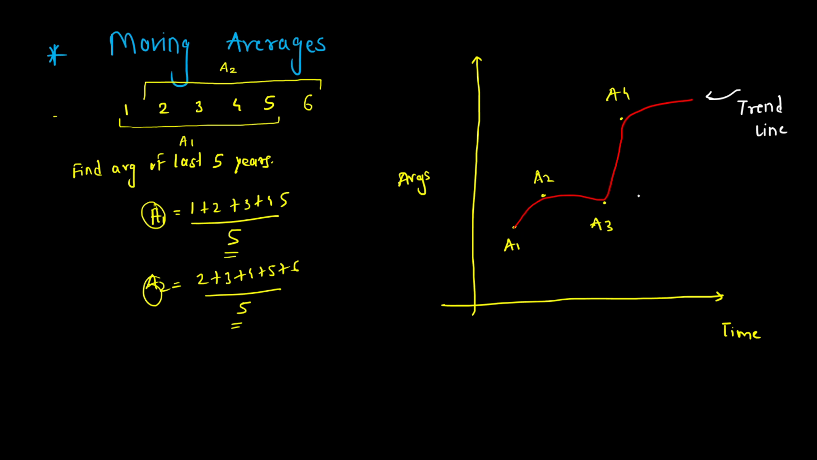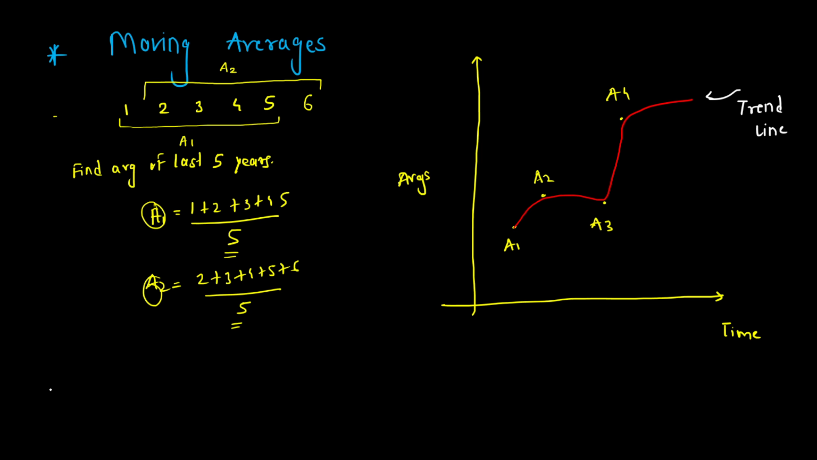This is called the trend line. By seeing this trend line, you can see whether the rainfall is increasing or decreasing. Between A1 and A2, the rainfall is increasing. Between A2 and A3, it is flat. Then between A3 and A4, it has suddenly increased. Again from A4, it goes flat. So this is the use of moving averages.